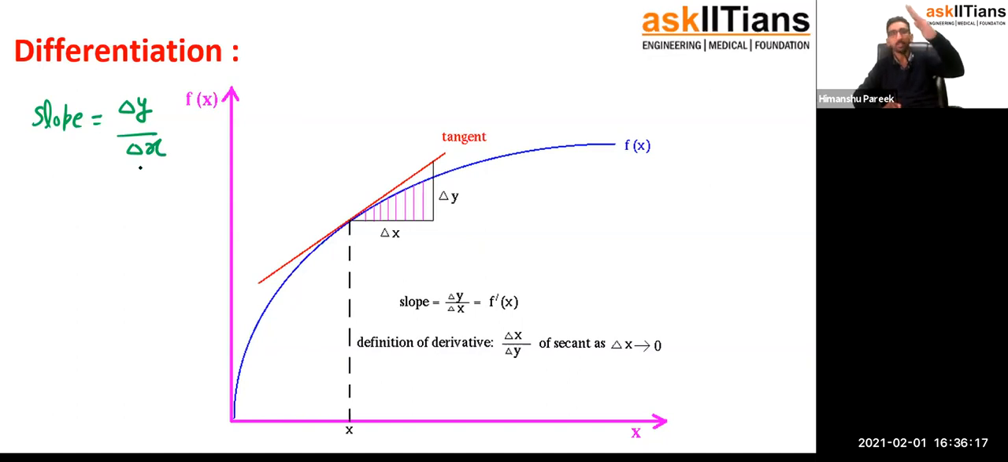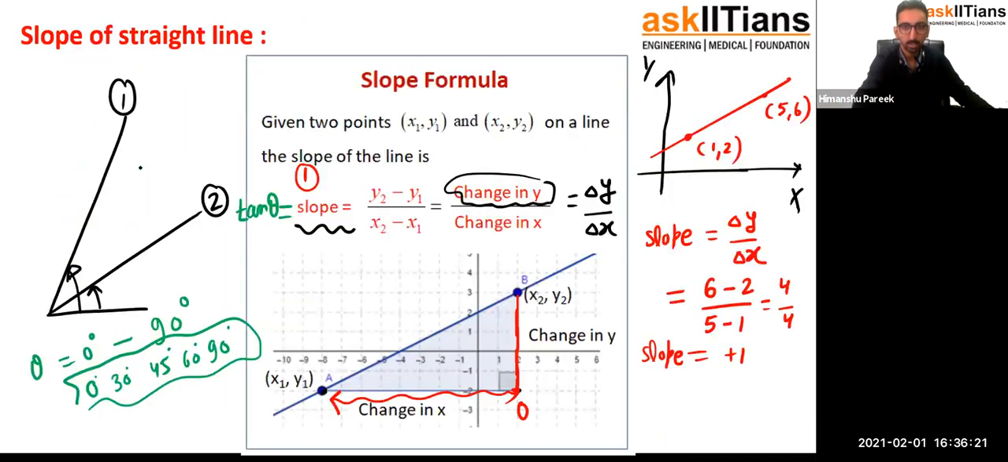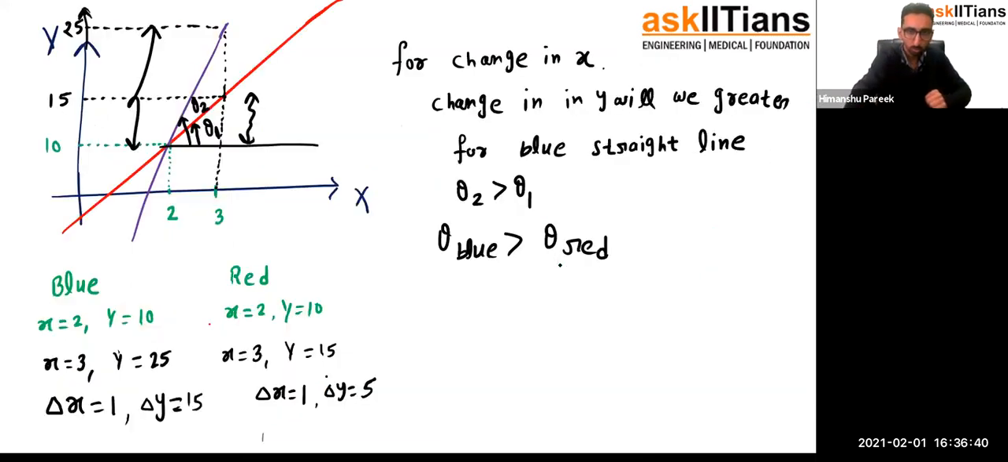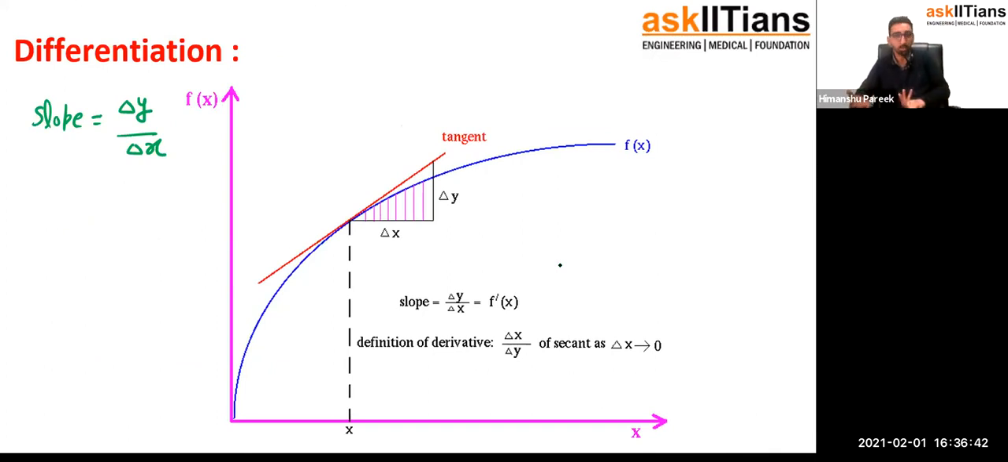In a straight line, that delta y by delta x would always be the same anywhere you take. Whether you take the angle theta here, or here, or here, it would always be the same because everything is parallel to the horizontal axis. So all the angles would be the same. This middle angle would always be theta only. Okay. But in a curve, that is not necessary.